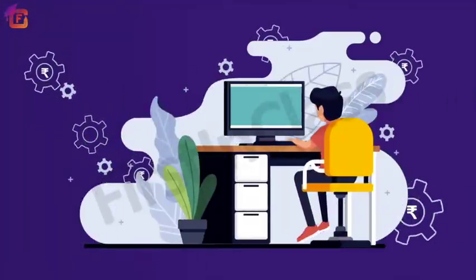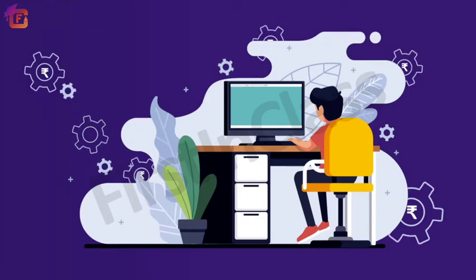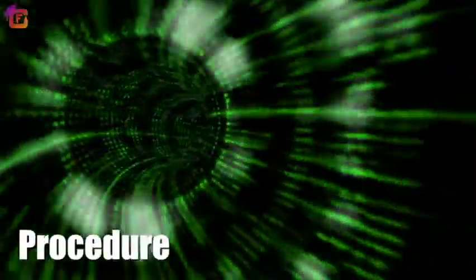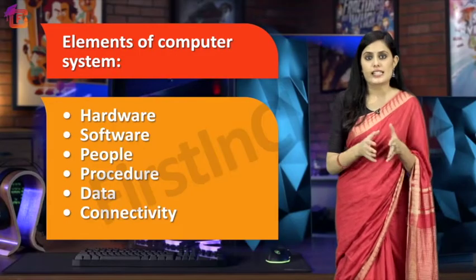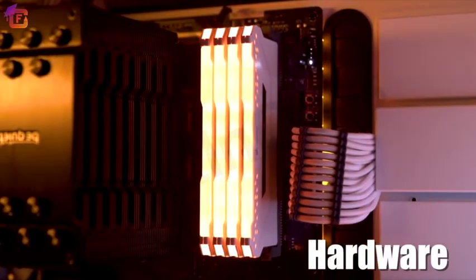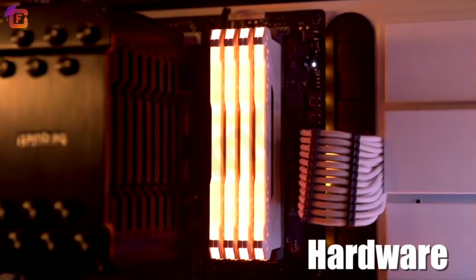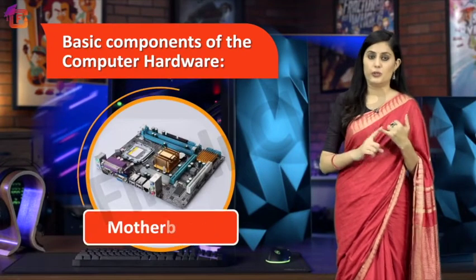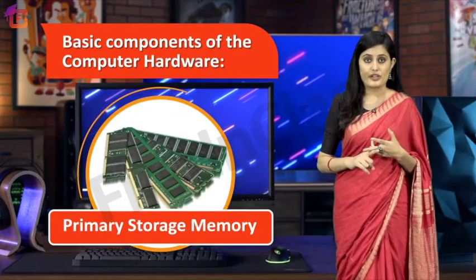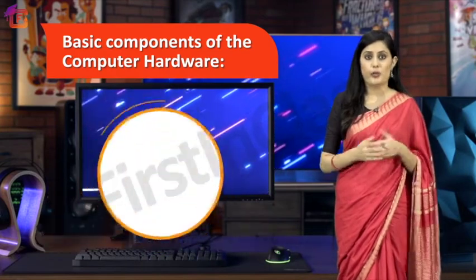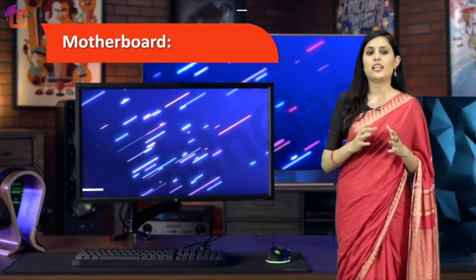A computer system ideally consists of the following major elements: hardware, software, people, procedure, data, connectivity. In this session, we will study basic components of the computer hardware. Computer hardware are the components of computer that have physical existence, such as keyboard, CPU, monitor and mouse, etc. Basic components of the computer hardware are motherboard, processor, primary storage memory, secondary storage devices, keyboard, sound card and speakers, monitor, printers. Starting with motherboard.